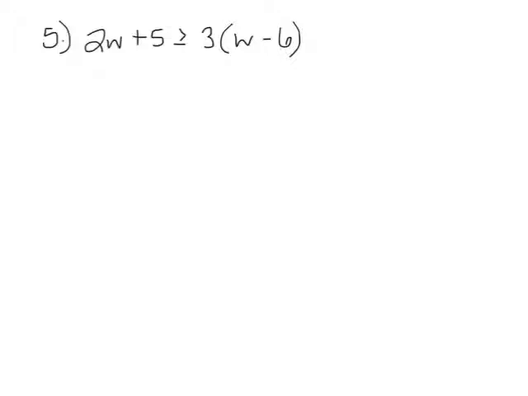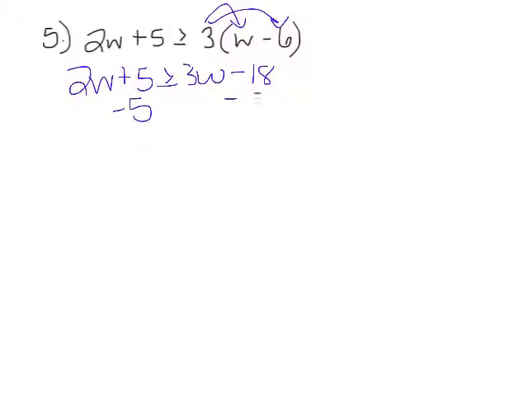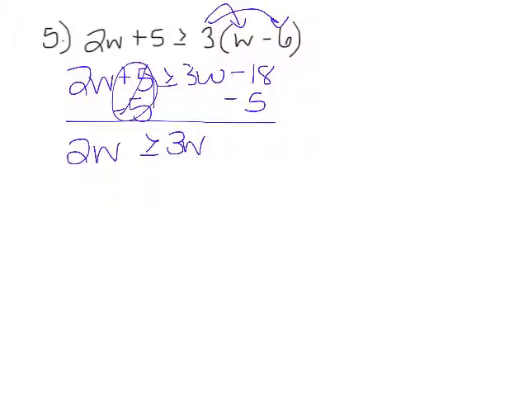So I'm going to distribute my 3 to both terms. So I get that 2w plus 5 is greater than or equal to 3w minus 18. So I'll subtract 5 from both sides to make a 0 pair. So I get that 2w is greater than or equal to 3w minus, because I have a negative 18, minus 5 gives me negative 23.